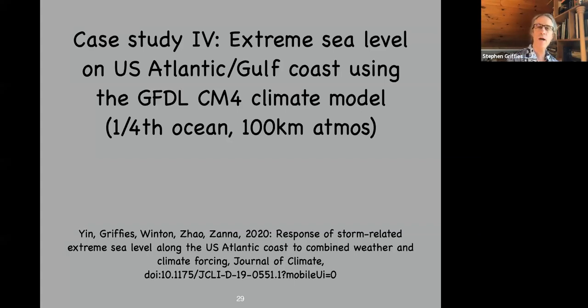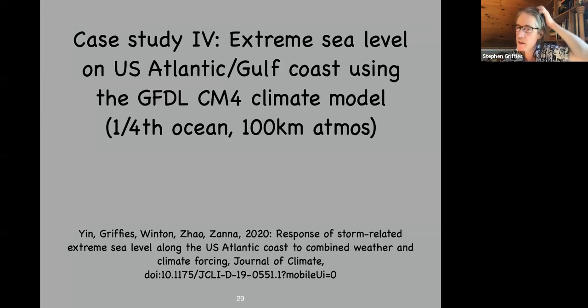So now that I've given you some studies from the old model, the CM2 model class, I'd like to close the next 10 minutes or so and look at extreme sea levels using a new model that we've developed at GFDL. This is a model we call CM4. It's only at a 1/4 degree ocean resolution, and it's got a 100-kilometer atmosphere resolution, but that compares to our previous CMIP class models, which had a 1 degree ocean and a 200-kilometer atmosphere.